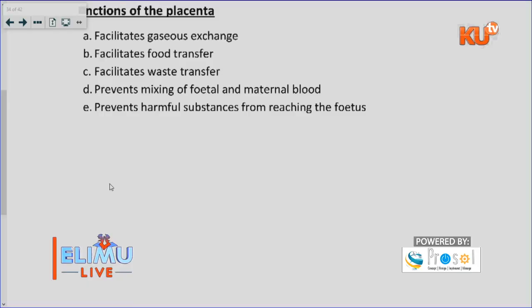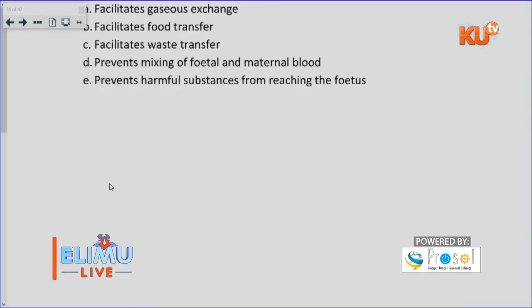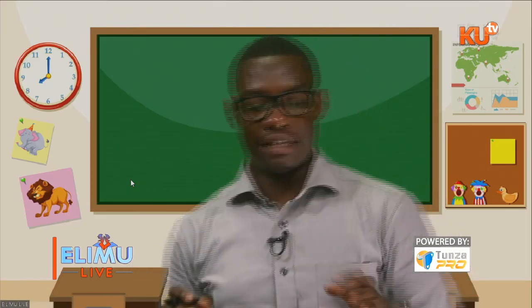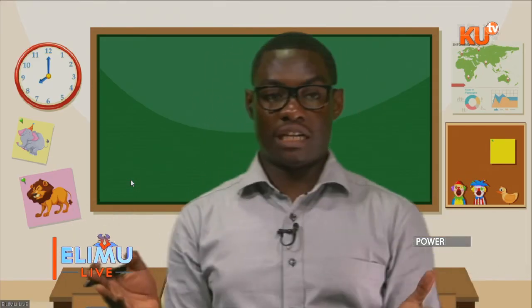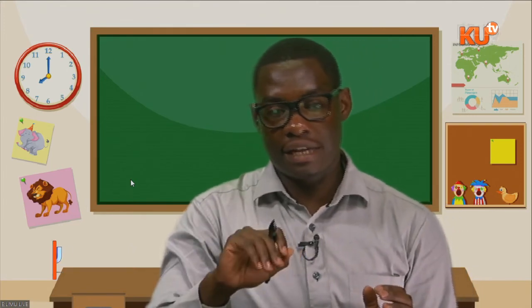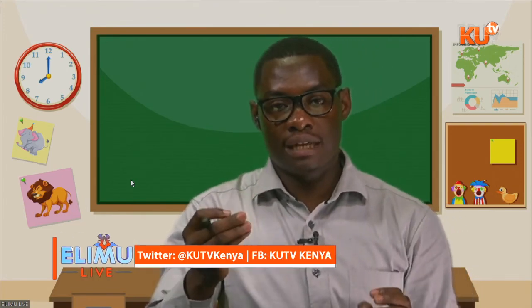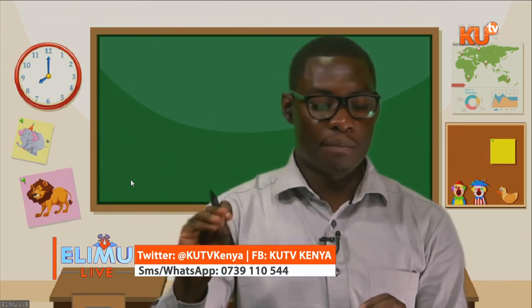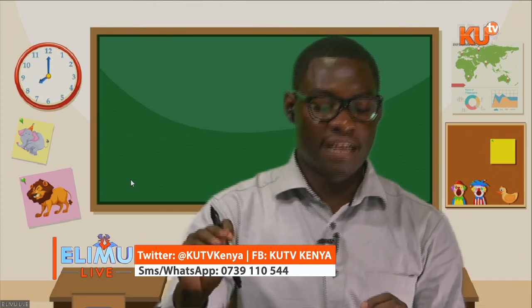Those are the functions of the placenta. We also have the amniotic sac, which is a structure that contains a fluid inside. The fluid found inside is what we refer to as amniotic fluid, and amniotic fluid does the following functions.